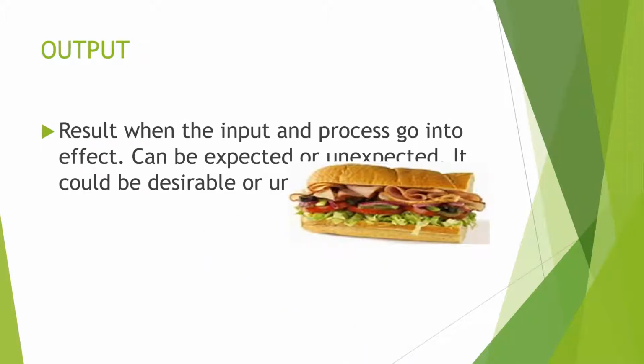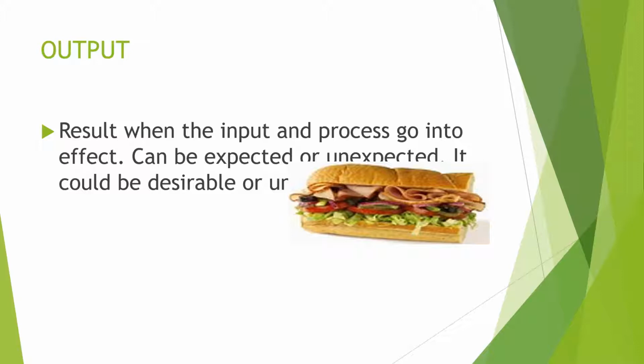The third part of a system is the output. The output includes everything that results when the input and process parts of the system go into effect. Just like a sandwich, it's got all the ingredients in it. You put it all together, put your first slice down, went through the process, put mayonnaise and onions and tomatoes, lettuce, meat, and all that into it. And the end result is your completed sandwich, which is your output.